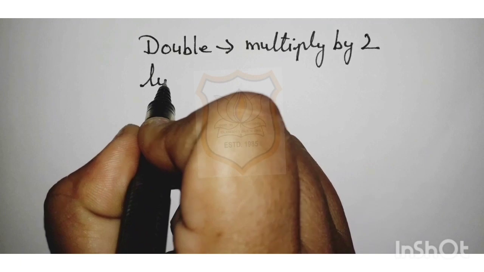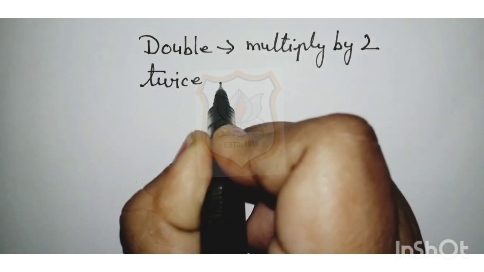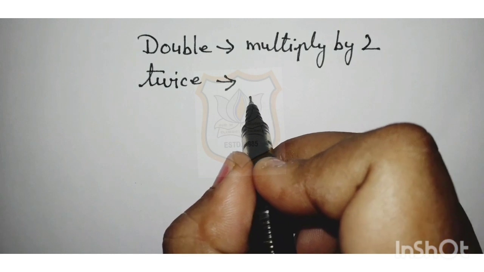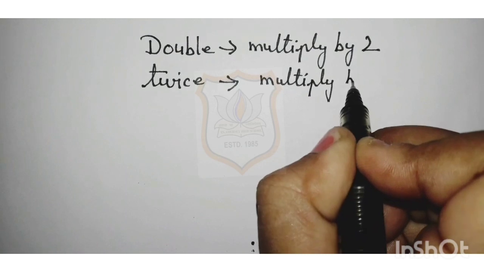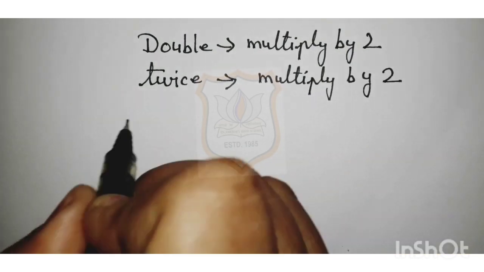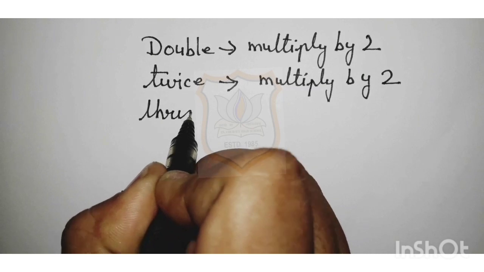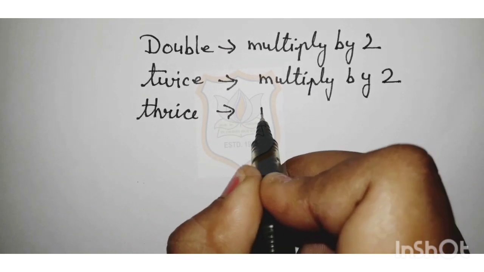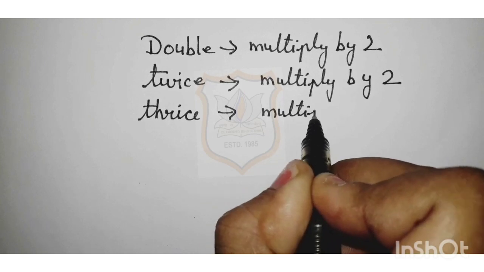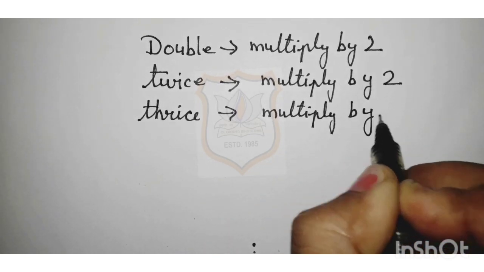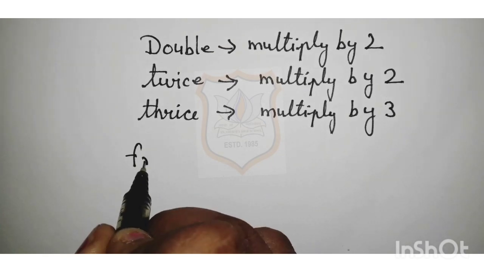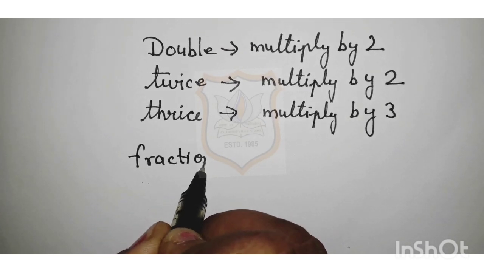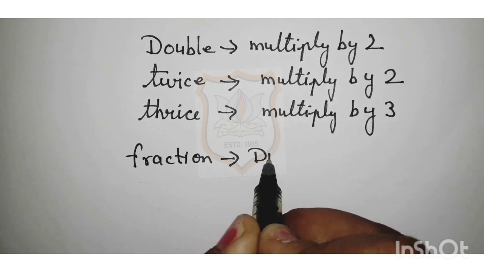Similarly, twice is given, which means multiply by 2. Sometimes thrice is given, which means multiply by 3. Now next is fraction, which means division.